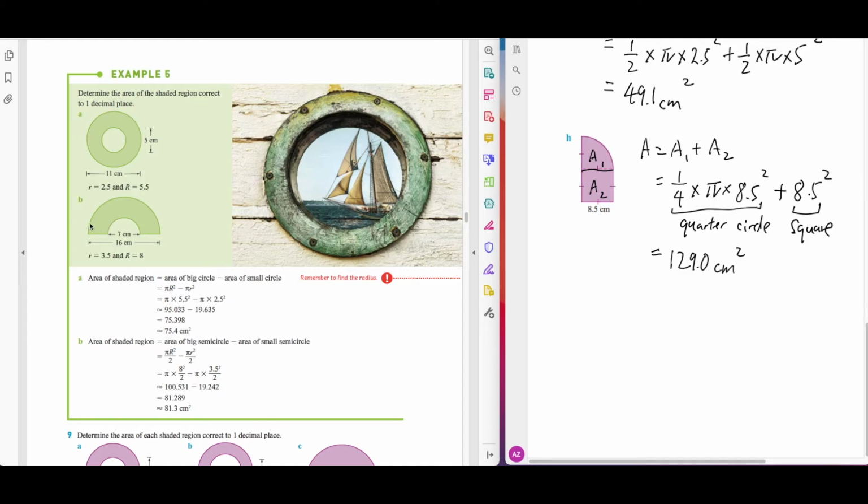Okay, and question B is a little bit more tricky because question B is the area of a semicircle take away the area of a small semicircle. So it's basically the same thing. The only difference is you have to halve each of the areas. So that's how you get the answer.